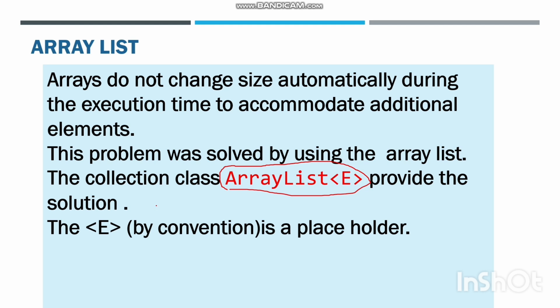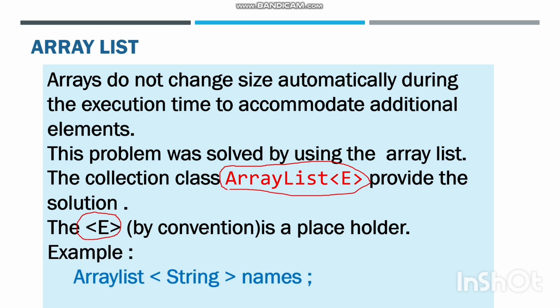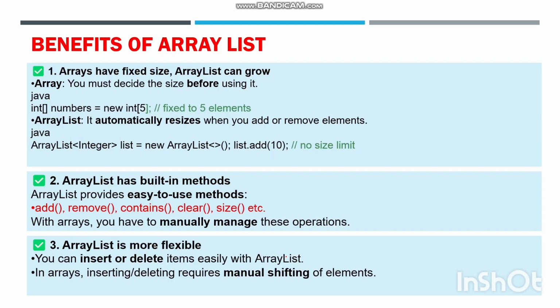Okay, so between these angular brackets, the greater than and less than brackets, there is an E. By convention it is a placeholder, and it is the data type of the ArrayList. I mean, the ArrayList can contain strings, booleans and that type of things. Okay, so this is an example of how to declare the ArrayList. In this we first write the keyword ArrayList, then we write the data type, String, and then we write the name of the array list. Okay, so this is the name.